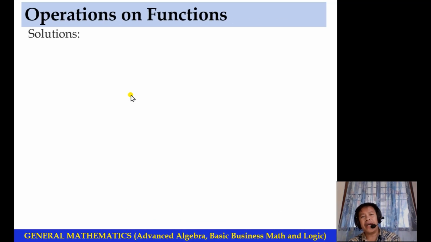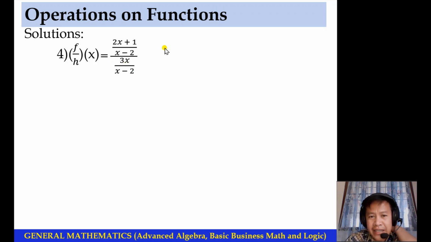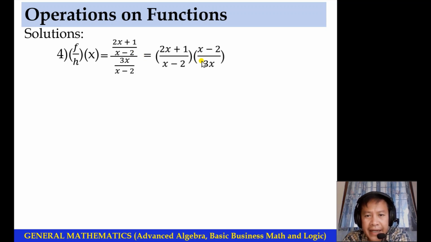Okay, we will proceed with number 4. F divided by the h of x is equal to, take note our f of x is a rational function, and our h of x is also a rational function. How are we going to divide two rational functions? Now, our numerator is a fraction and our denominator is also a fraction. What you need to do here is to copy the numerator and get the reciprocal of the denominator, and from division that will become multiplication already as long as you got the reciprocal of the denominator.